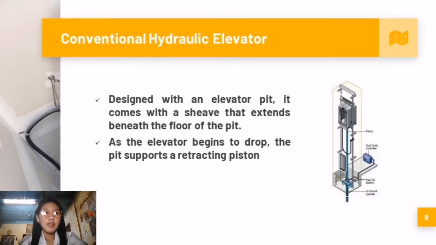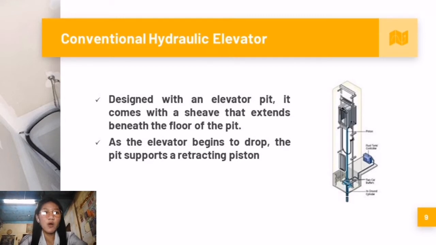Next would be the conventional hydraulic elevator. It is designed with an elevator pit. It comes with a sheave that extends beneath the floor of the pit, which accepts the retracting piston as the elevator descends. As the elevator begins to drop, the pit supports a retracting piston. So they use an underground hydraulic cylinder that is quite common for low-level buildings with 2 to 5 floors and have a speed of up to 1 meter per second.